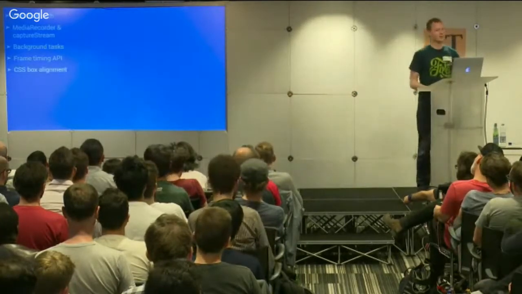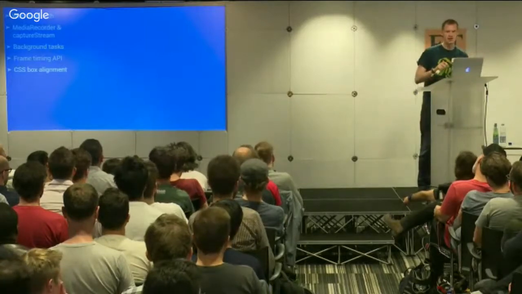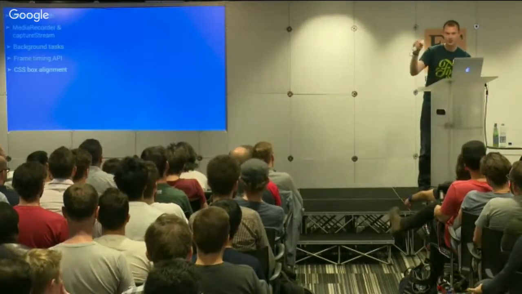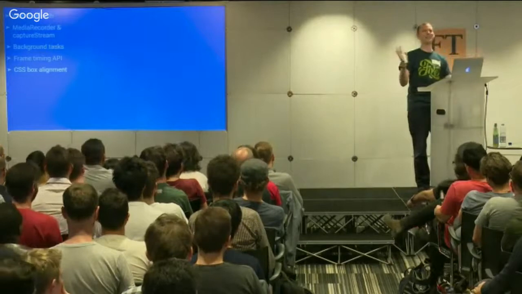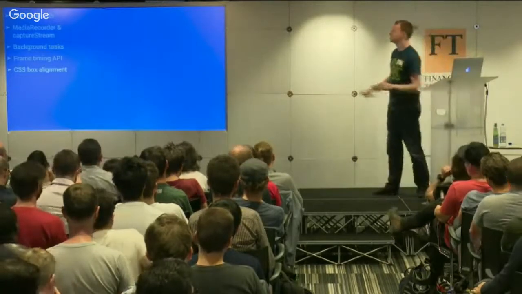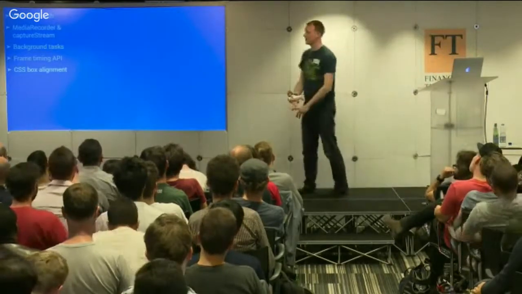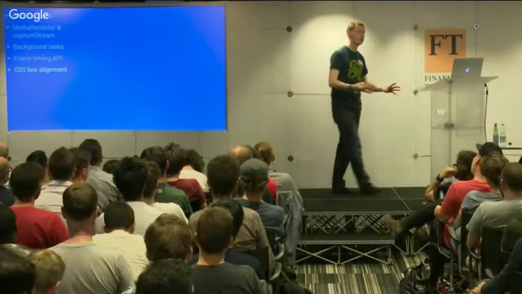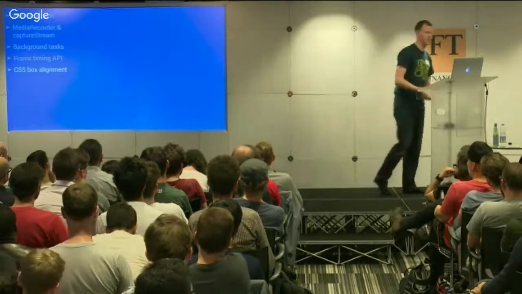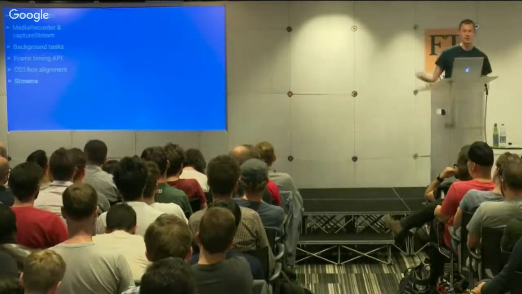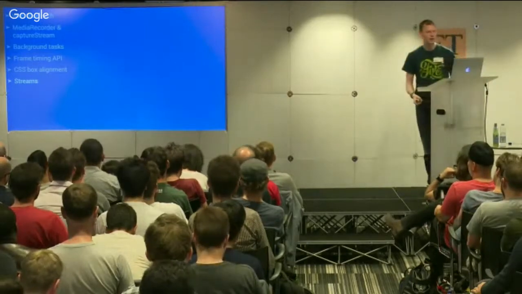This is an exciting one. You're going to be able to vertically center things in CSS with one property. Like, holy shit. This is basically making align items and justify content, the Flexbox properties, just work on any elements, not just Flexbox, which is pretty good. Streams are coming as well. I'm really, really excited about those.